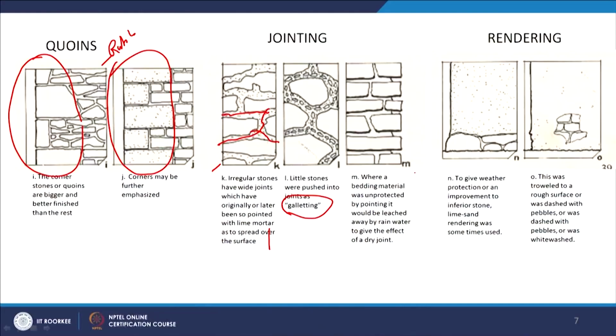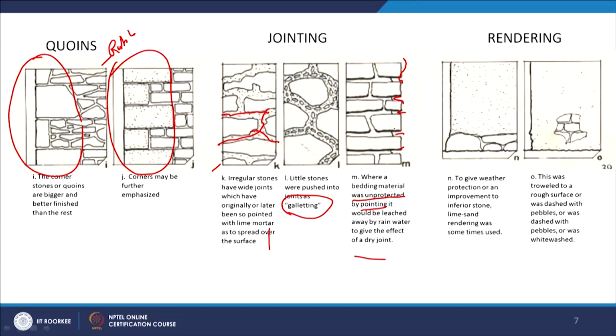And here in this model you can see where a bedding material was unprotected by pointing, it would be leached away by rainwater to give the effect of a dry joint. So you can see that, it should get a kind of effect of a dry joint. There's dry stone masonry where we don't use any mortar or anything, which is again prevalent in parts of Chanderi. So here what they do is a kind of pointing work unprotected. By pointing it would be leached away by rainwater. But there are some issues, like how the rainwater can percolate and stay.